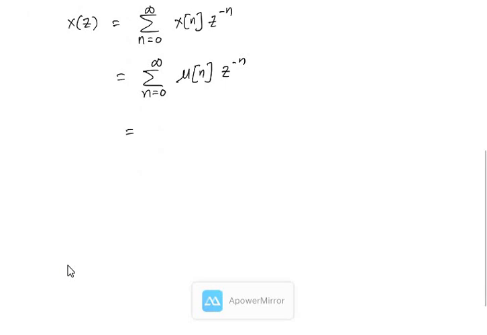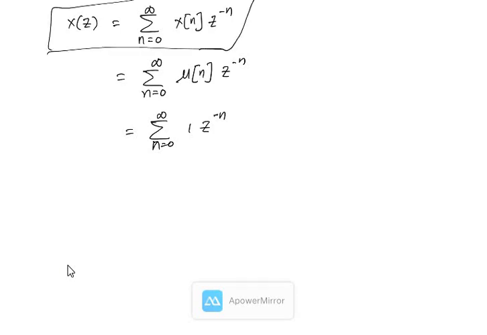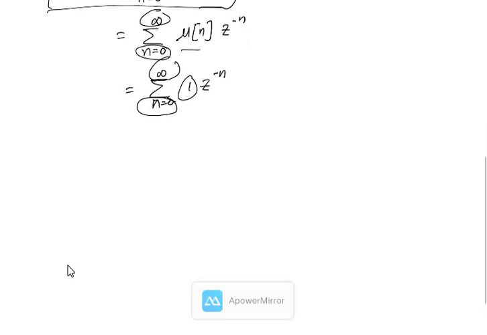So this is the formula. Then I substitute in x(n) equal to u(n), and these are the limits. Since you already substituted the limits here, the amplitude is 1. Now you have z to the power of minus n. So summation n from 0 to infinity, I factor out z to the power of minus 1, and I get z to the power of minus 1, all to the power of n.